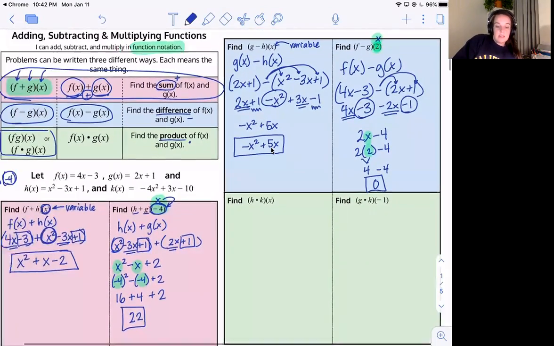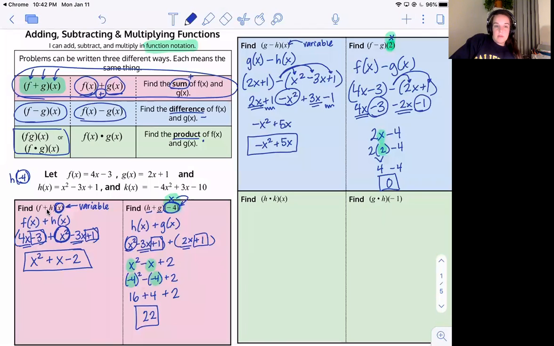If it says something of x, then our answer is probably going to have x's in it. If it says f plus g of a number, our answer is going to be a number by itself. Same thing here. If we have subtraction that ends with x, we should have x in our answer. That ends in a number, we should have a number as our answer. Okay. So plus and minus, we're just combining like terms.